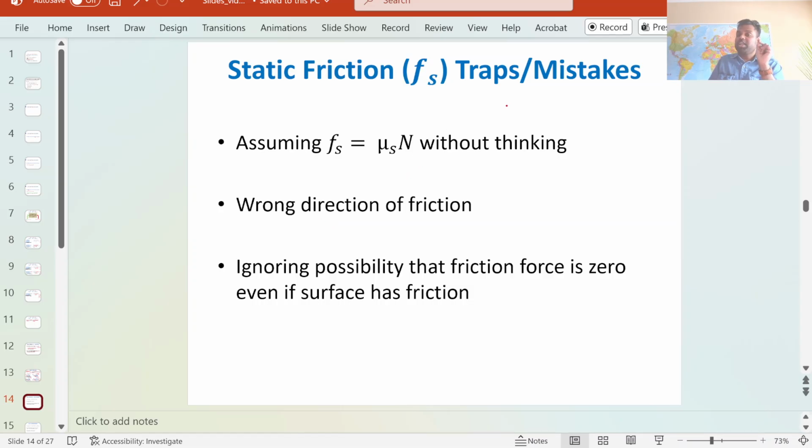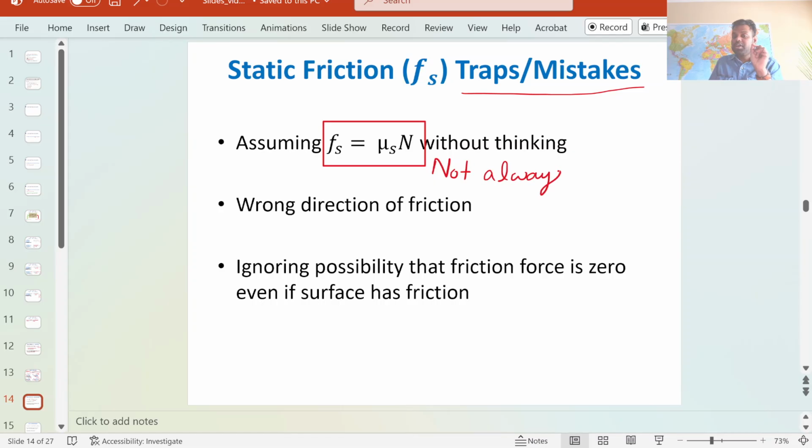So, what are the common traps or mistakes? Students often assume that static friction is mu Sn without thinking, which is not always. Okay, static friction can be anywhere between 0 and this maximum value. So remember that. So if you see static friction in the problem, just write Fs, not Fs equal to mu Sn.